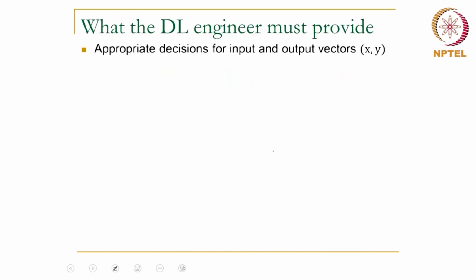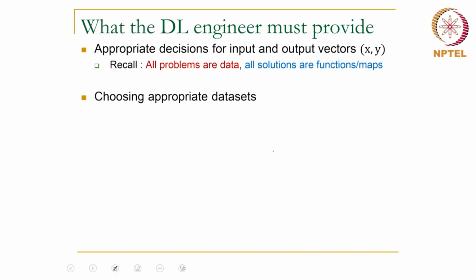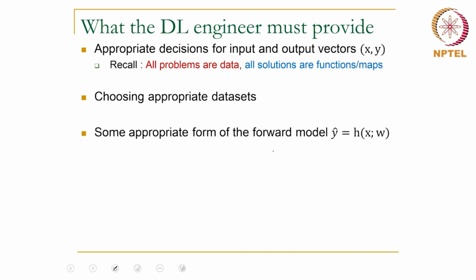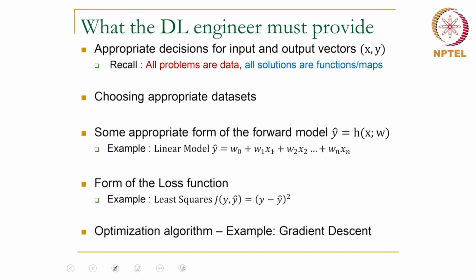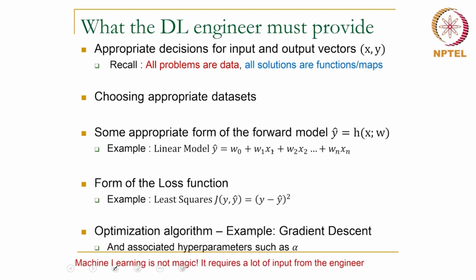One final slide. As engineers, we have to provide lots of things: appropriate input and output vectors, appropriate data sets, some appropriate form of the forward model. For example, even if you choose a neural network, how many layers, how many neurons? What is the loss function? Typically we use least square. What is the optimization algorithm we are going to use? I will just discuss gradient descent, but you could use Levenberg-Marquardt or something of that sort. So this is not magic. It requires a lot of input from the engineer.